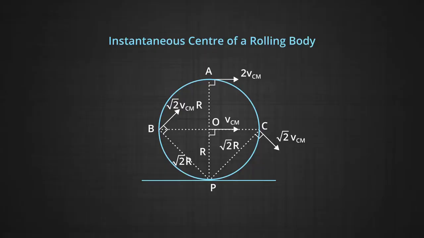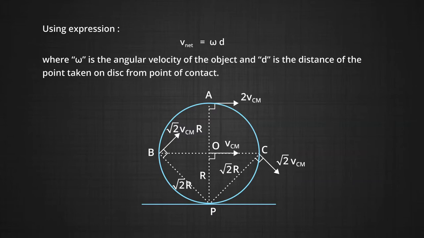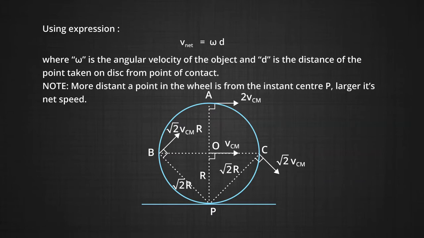So, for a person standing on the ground, the disk is rolling, but for an observer at point P, that is the point of contact, the disk is actually only showing rotational motion. This fact can be used to determine velocities of other points on the disk using the expression net velocity equals omega times small d, where omega is the angular velocity of the object and d is the distance of the point taken on the disk from the point of contact. Also, the more distant a point on the wheel is from the instant center P, the larger is its net speed.